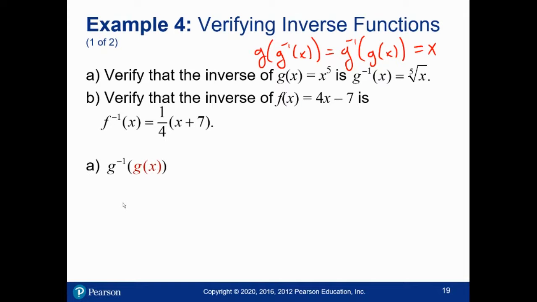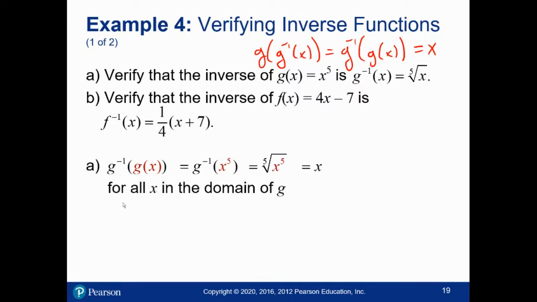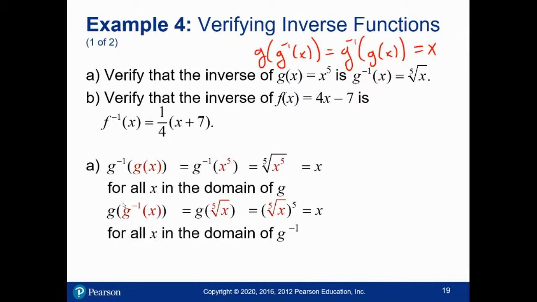Okay, so I take g and I plug it into g inverse. Well, g was x to the 5th, but g inverse is written down as being the 5th root. What's the 5th root of x to the 5th? Just x. You can also do it the other way. Take g inverse, which was the 5th root of x, and plug it into g, which says raise that to the 5th, and what do you get? Just x. So no matter which way you compose the two, you just have an x at the end. That means they're inverse functions.